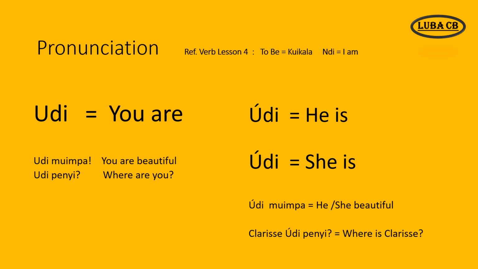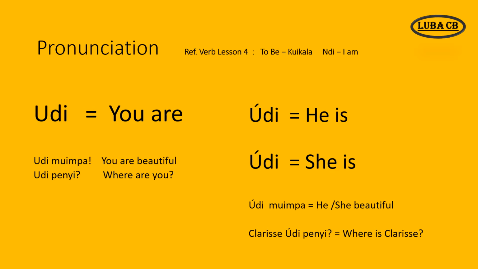Now let's do he and she is, which are the same. I've put a stroke above the U, so you can hear how there's almost like a curve on the U when you say Uji for he is. Some articles also put that stroke to differentiate he is and she is from you are. But I've seen other articles that do not put that accent or stroke up there. There's a Tshiluba Bible that doesn't have the little stroke on top of the U for he is and she is. So this is what it sounds like.